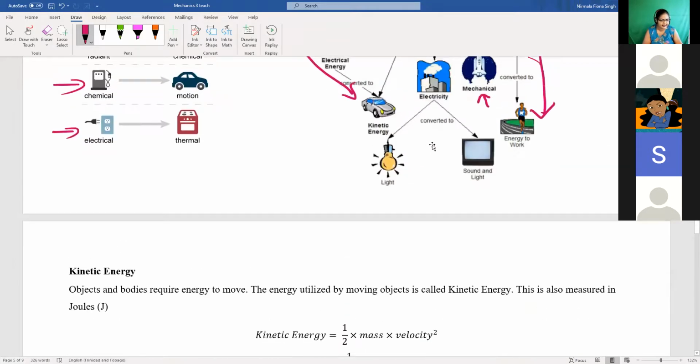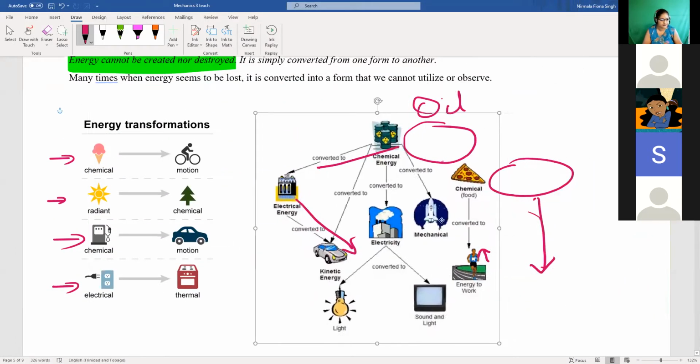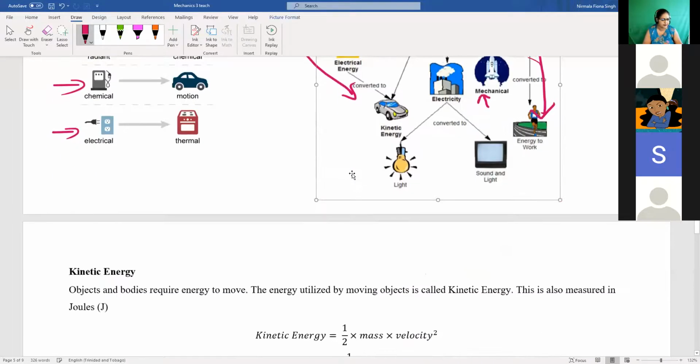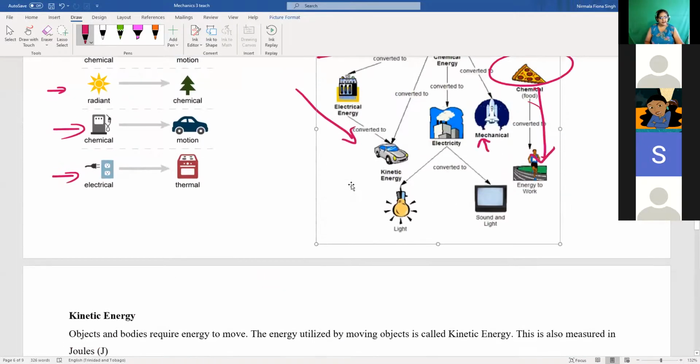I think I had a next diagram. Where did that other diagram go? I have no clue where it went. Oh well. So those are the types of energy.